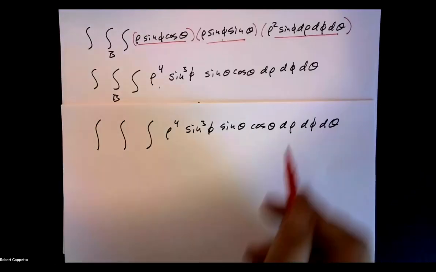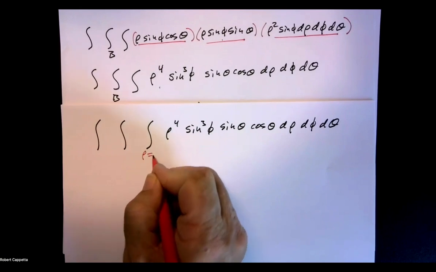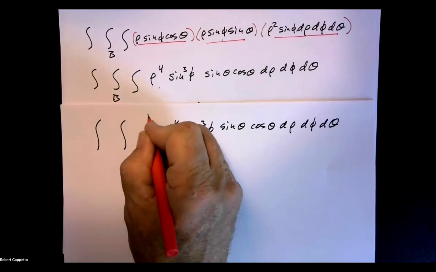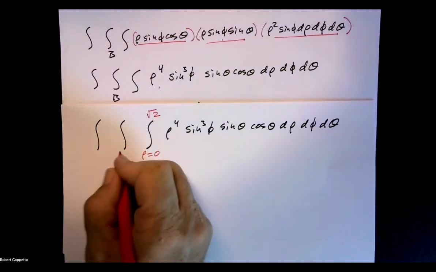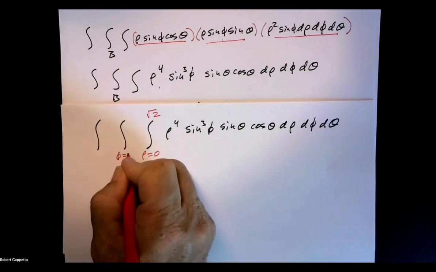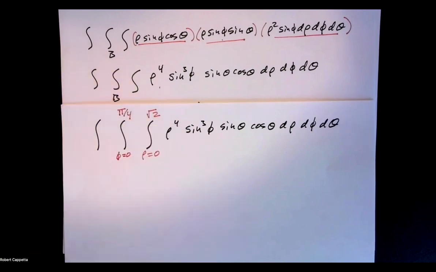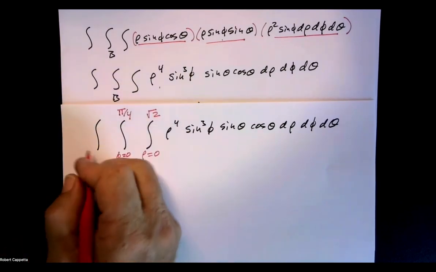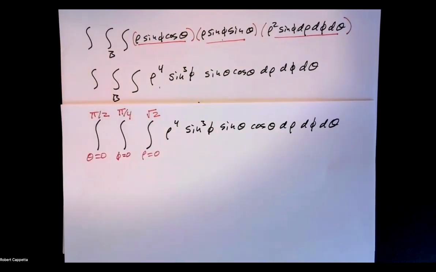So here's what we had earlier. Notice rho is our inside integral. Rho is going to go from 0 to square root of 2 because that sphere had radius root 2. Phi is going from 0 to pi over 4, 45 degrees. And theta just gave us that quarter turn. Theta is going from 0 to pi over 2.